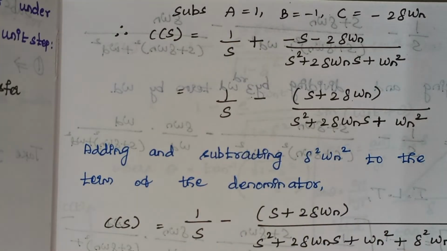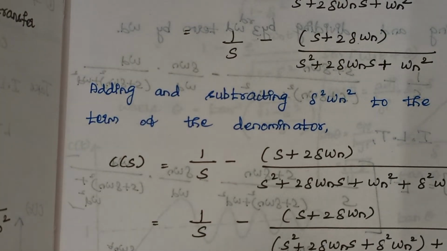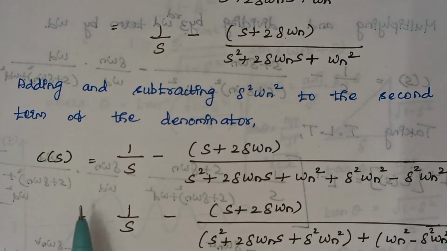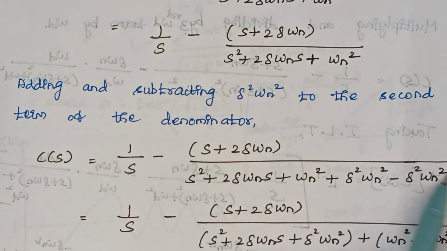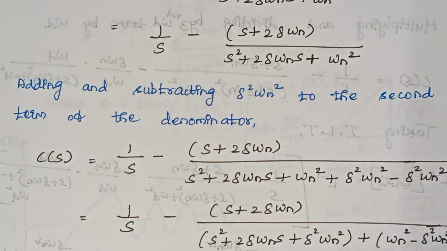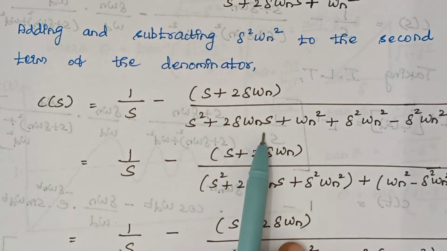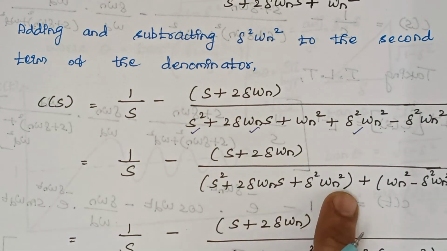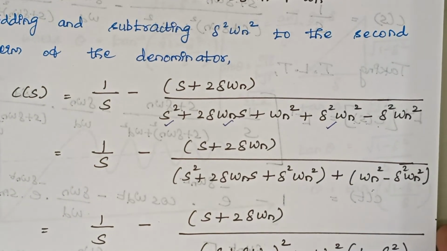Now the next step is adding and subtracting zeta square omega n square to the second term of the denominator, right? And here, so C of s is equal to the first term as such minus, to this denominator term we are adding plus zeta square omega n square minus zeta square omega n square, right? And the next thing, you see I am combining this one and this one. That is, I have taken this term and this term together. And the remaining term will be omega n square minus zeta square omega n square, right?